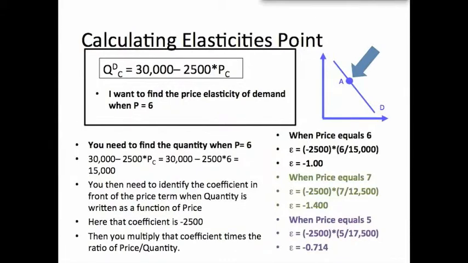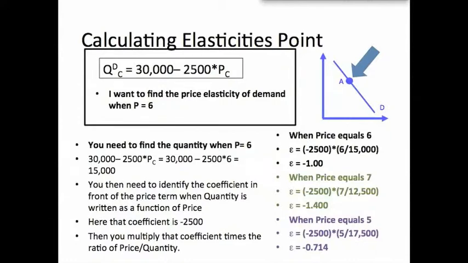What happens when the price is equal to 7? Well, the calculation is very similar to when the price equals 6. Here, what changed though? What changed is the ratio of price to quantity. So when the price equals 7, if we apply the formula for the point price elasticity of demand, we get negative 2,500 times the quantity of 7 divided by 12,500. Where did the negative 2,500 come from? That is the coefficient of the price term in the demand function. Where is the 7 from? That is the price that we're interested in. Where is the 12,500 from? That is the quantity associated with a price of 7. If we look at that price of 7, the demand elasticity is negative 1.4.